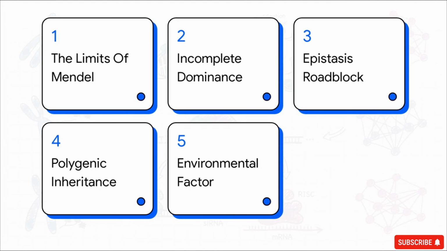Here's our roadmap for the explainer. 1. The limits of Mendel. 2. Incomplete dominance and haploinsufficiency. 3. Epistasis, or the Biochemical Roadblock. 4. Polygenic Inheritance and the bell curve. And finally, number 5, the environmental factor. Let's get right into it.